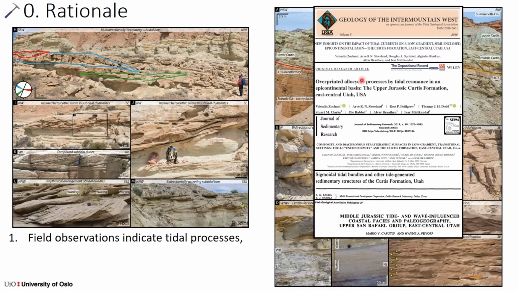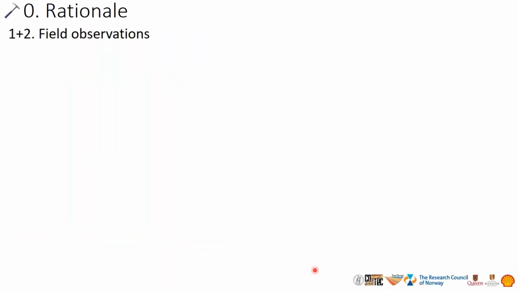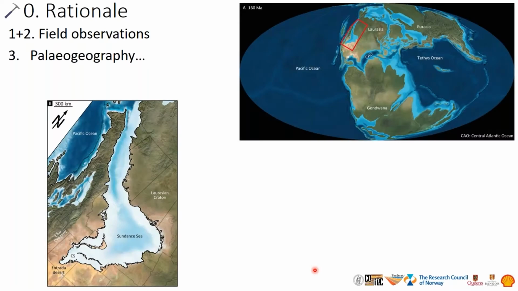If you want to know more about the detailed facies analysis and all this kind of stuff, you can just Google Curtis Formation Utah, and you should be able to find some of these papers. Another paper showing that tides were active at the time of deposition is not with regard to the Curtis Formation. It's actually some slightly younger rocks, but still related to the same shallow marine system. It was published last year by Holland and Wright, and this is the title of the paper here. So we do have field observations suggesting the tides were active at the time of deposition.